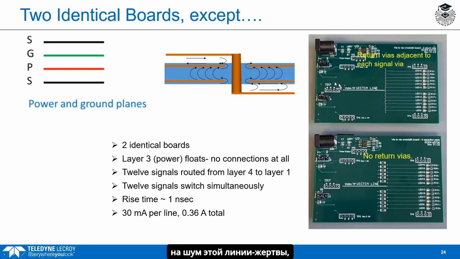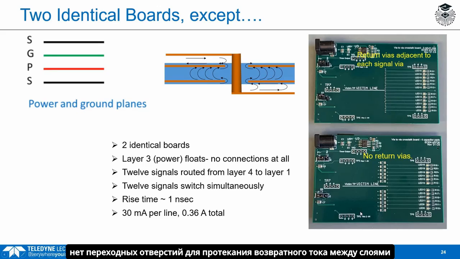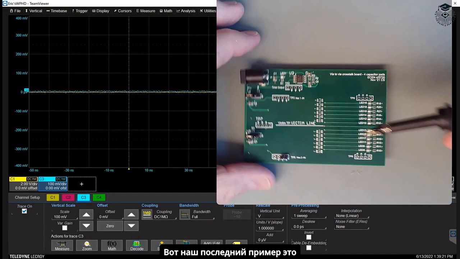And I'm going to look at the noise on that victim line, that quiet line that's just sitting there minding its own business going through that return plane. I'm going to measure the noise of that victim line when I have shorting vias and when I don't. So let's again go into the lab and we're going to measure that voltage noise on this poor victim line when I have a return via adjacent to every signal and when I have no return vias between the 2 planes.